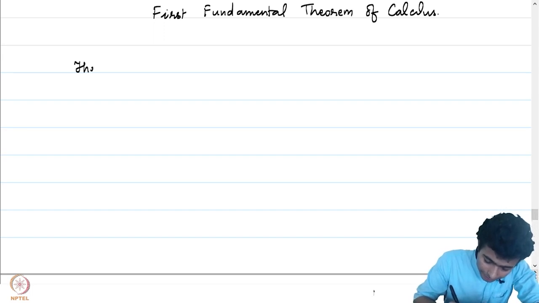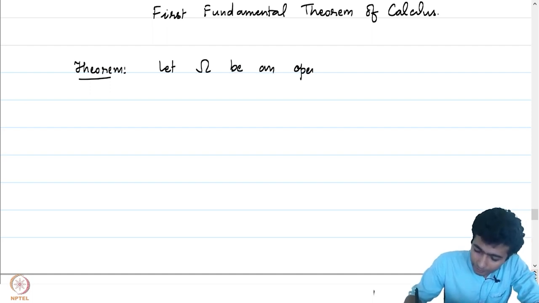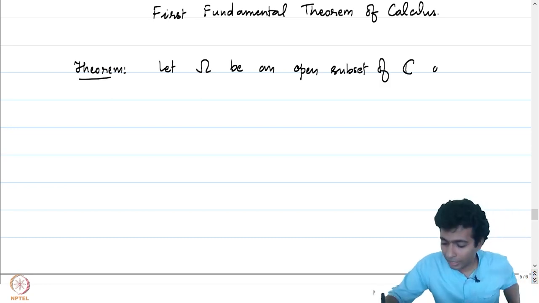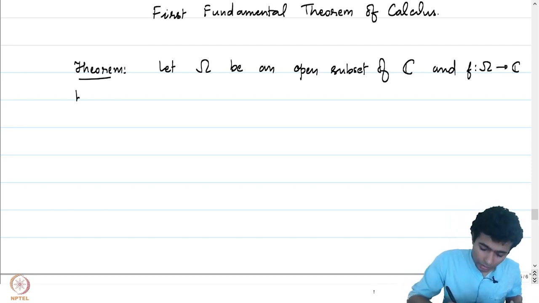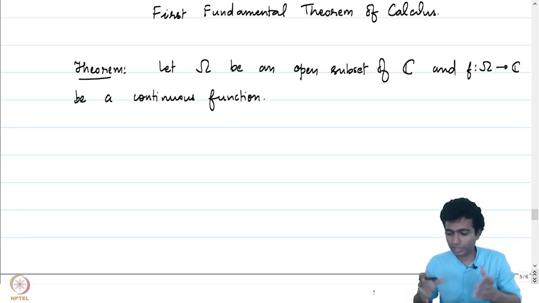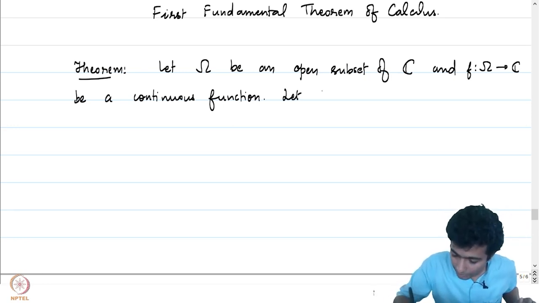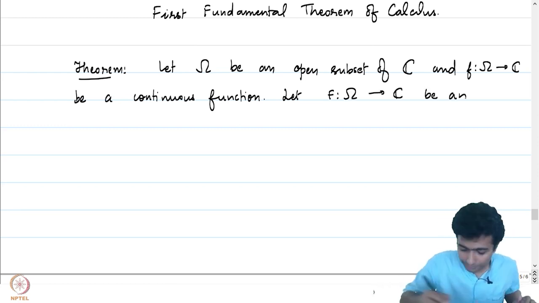Theorem. Let omega be an open subset of C and f from omega to C be a continuous function. And now you will have to talk about the existence of an antiderivative. Let capital F from omega to C be an antiderivative.